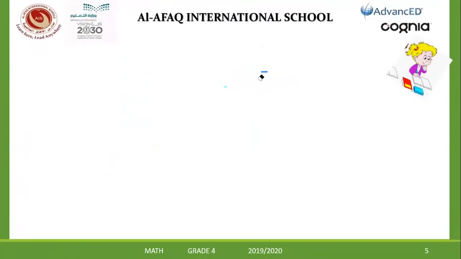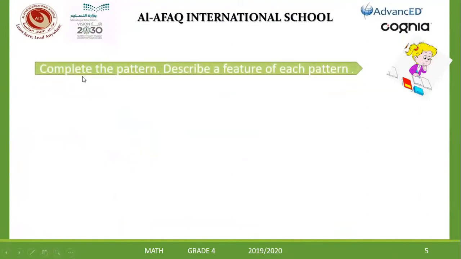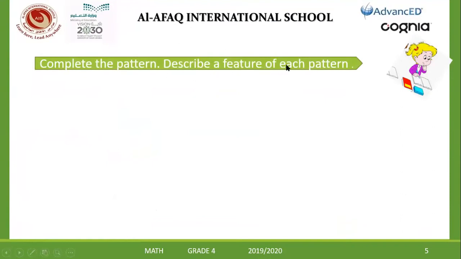Here on the screen, if I ask you to complete the pattern and describe the feature of each pattern. In the first example, I have 0, 5, 10, 15. What do you notice here? The numbers are increasing by 5. So you can say I started with 0, then I add 5 to get 5. So add or increase means plus 5.